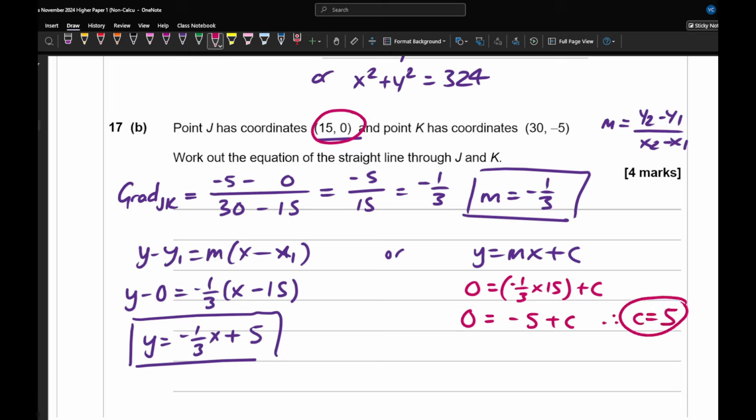And once I've got my m value and my c value, I combine those two things into y equals mx plus c, giving me the equation of minus 1/3 x plus 5. Oh, I don't know why I've put 15 there. Let's change that to a 5.